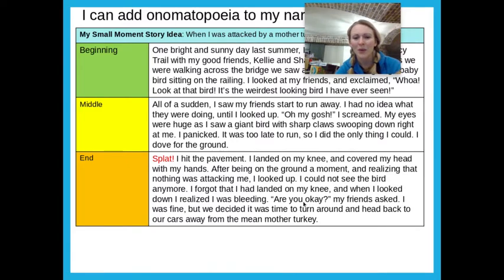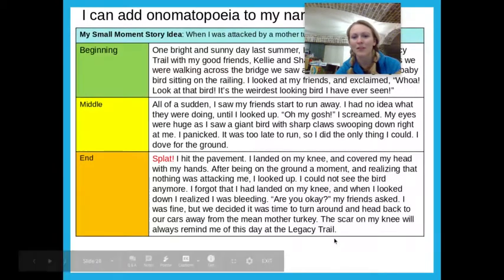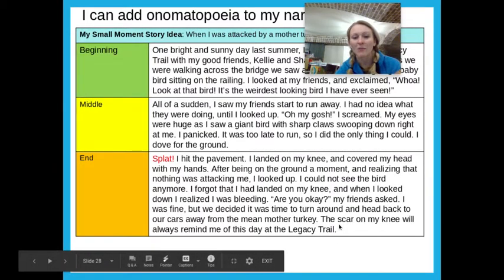And now I kind of want to wrap it up. So maybe I'll wrap it up by saying, the scar on my knee will always remind me of this day at the Legacy Trail. All right, so I've finished the end of my story.